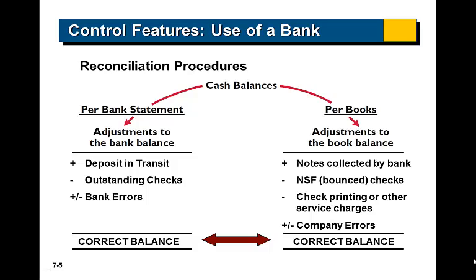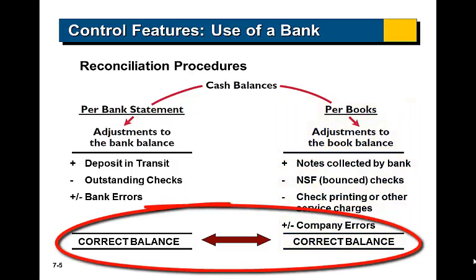Here is a summary of the adjustments made to the balance per bank and the balance per books. We would add deposits in transit, subtract outstanding checks, and add or subtract bank errors to calculate the corrected bank balance. We would add notes collected by the bank, subtract NSF checks and bank charges, and add or subtract errors made by the company to calculate the corrected book balance.